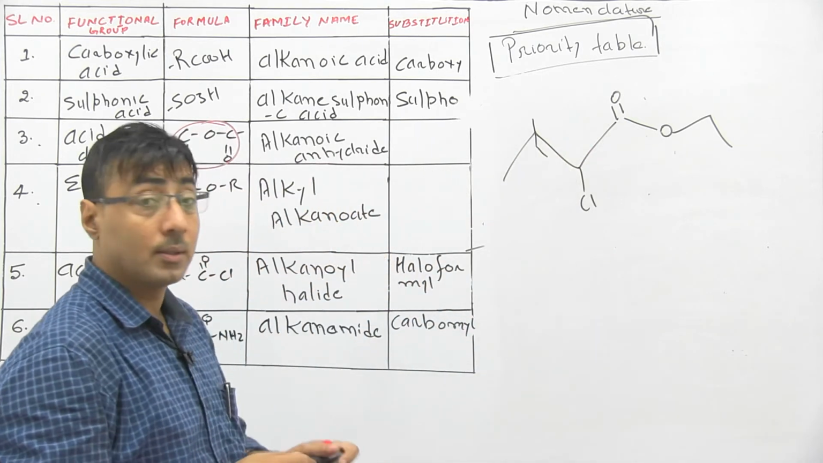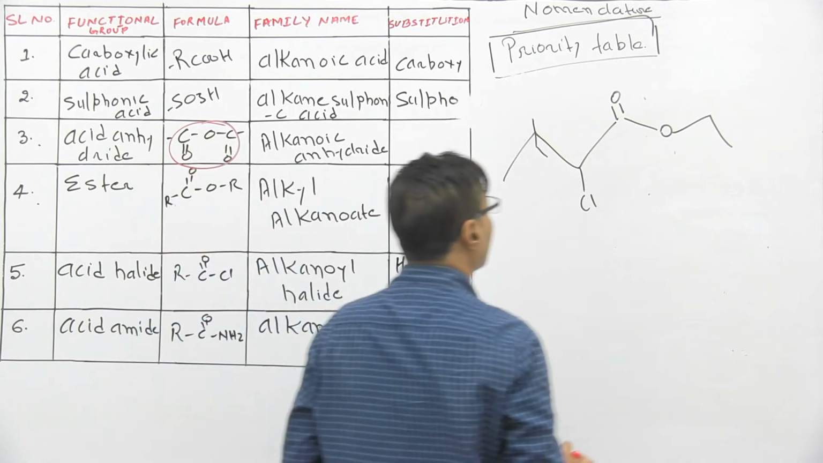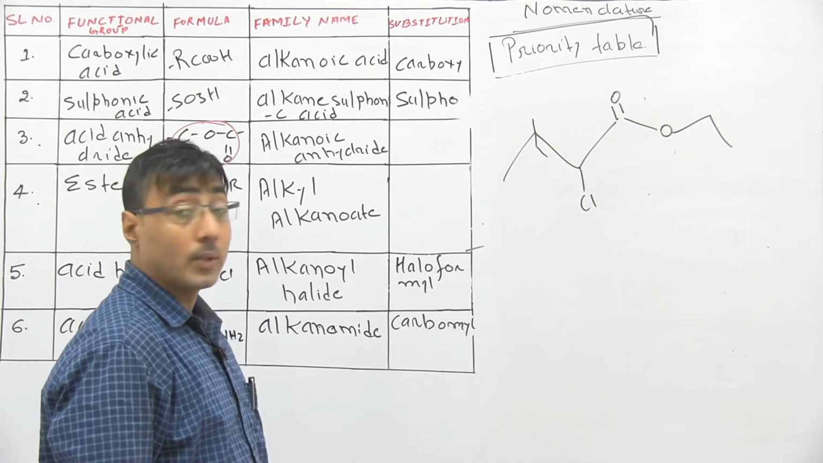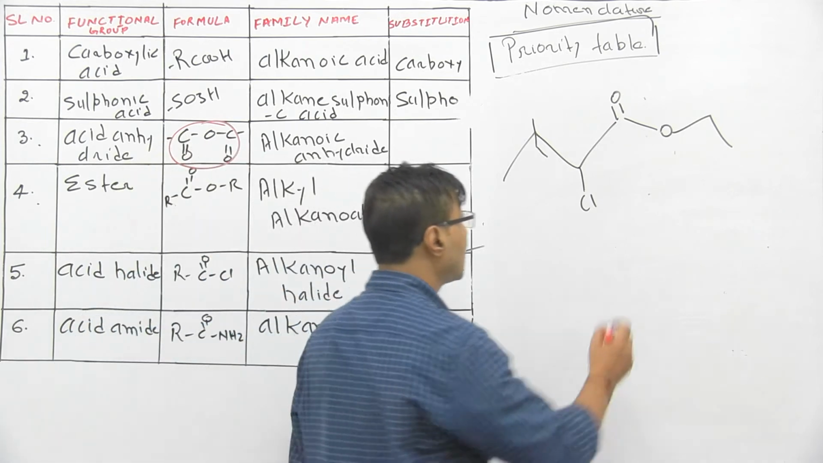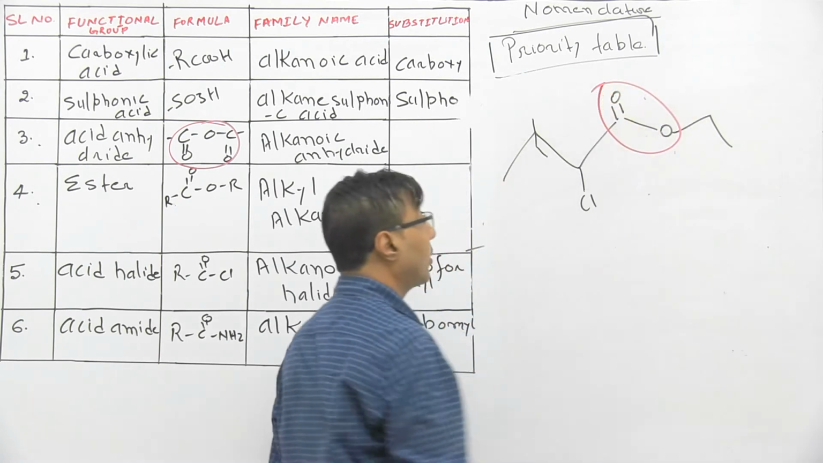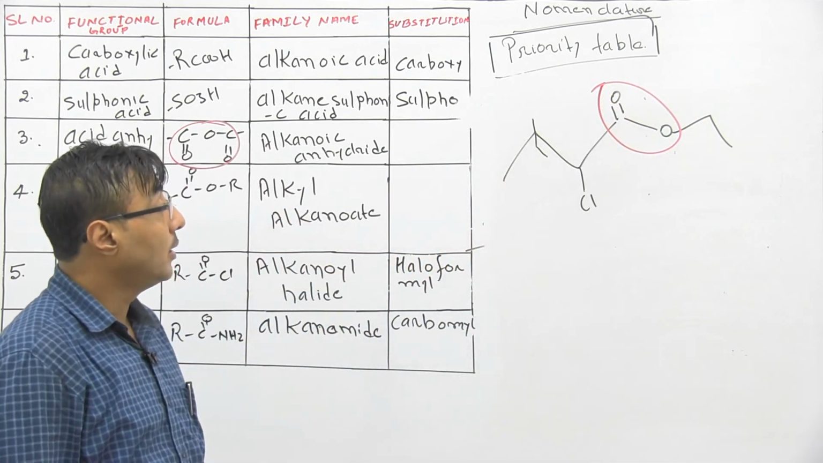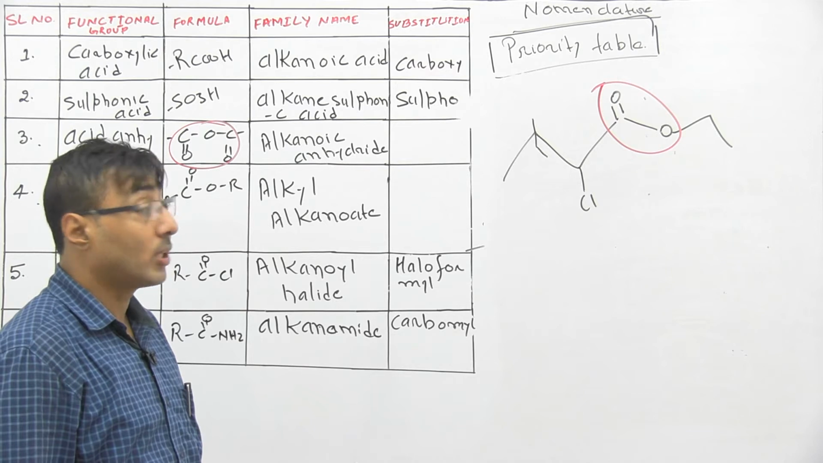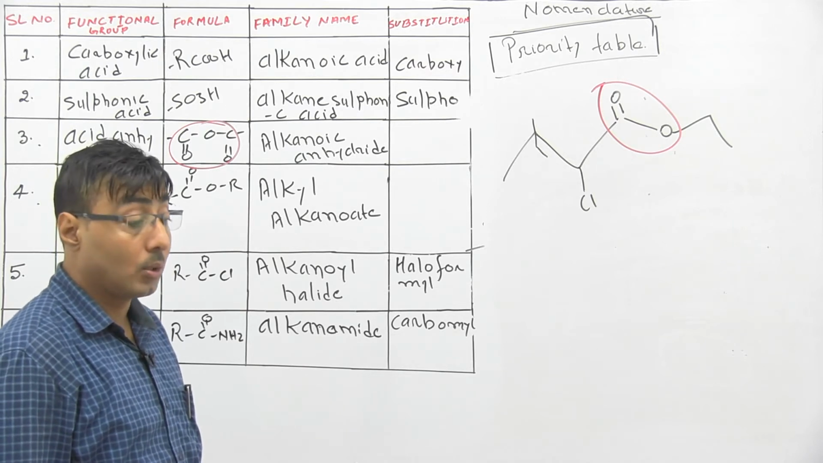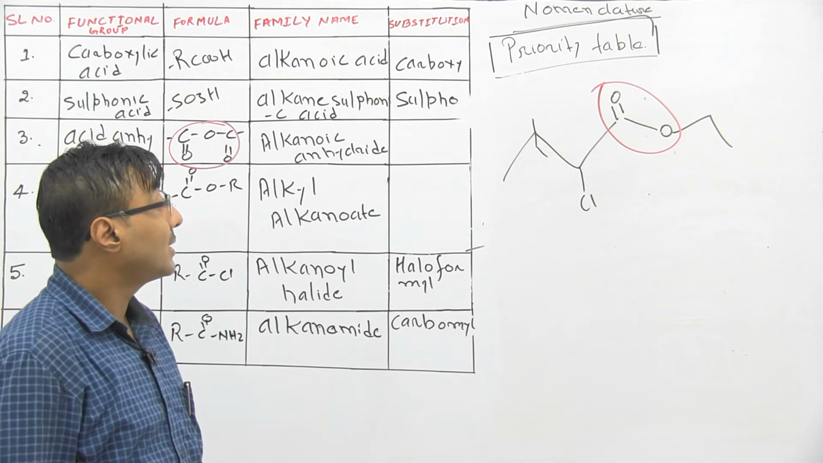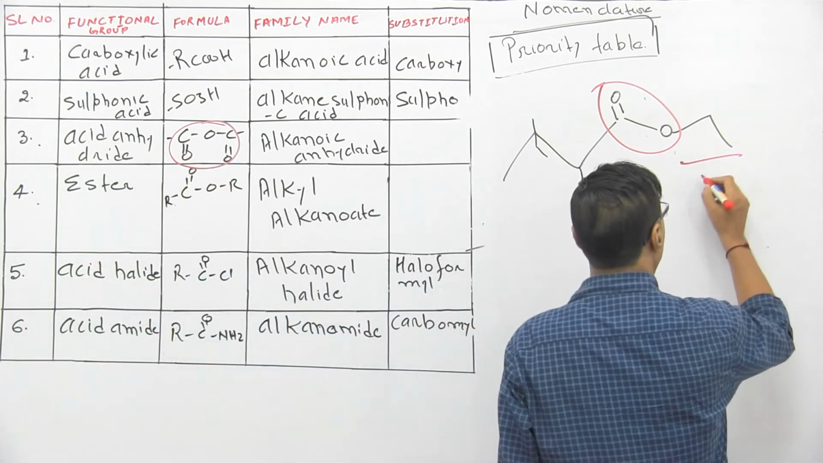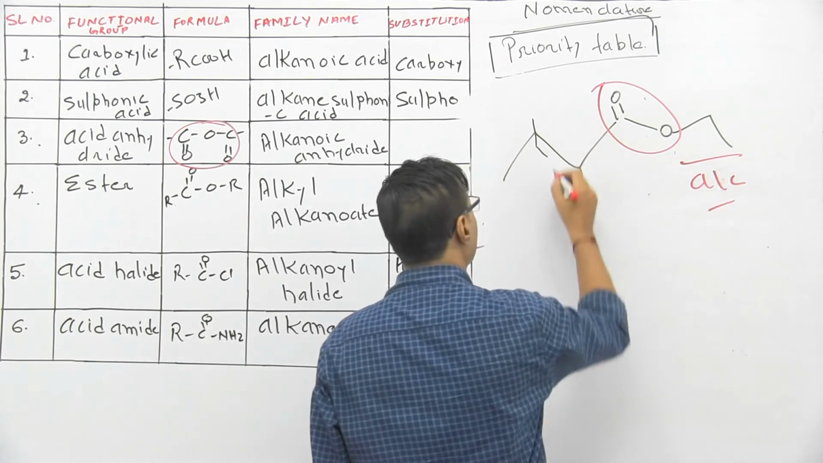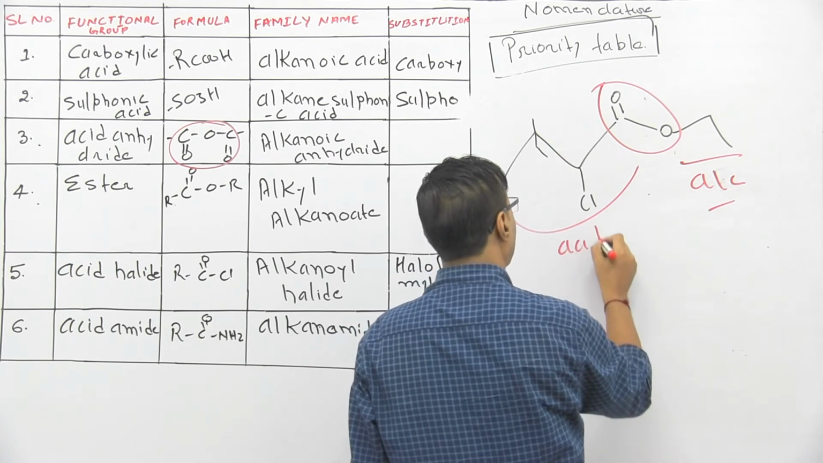Suppose this compound is there, then which part is from acid, which part is from alcohol, and how to identify whether it's an acid or an ester? This C double bond O, this double oxygen is there, two oxygens are there, but the terminal part is other than hydrogen. If the terminal part is hydrogen, then it's an acid. If it is not hydrogen, if it is substituted by an alkyl group, then it's an ester. So obviously it's an ester. This part is from alcohol, and this part is from acid.